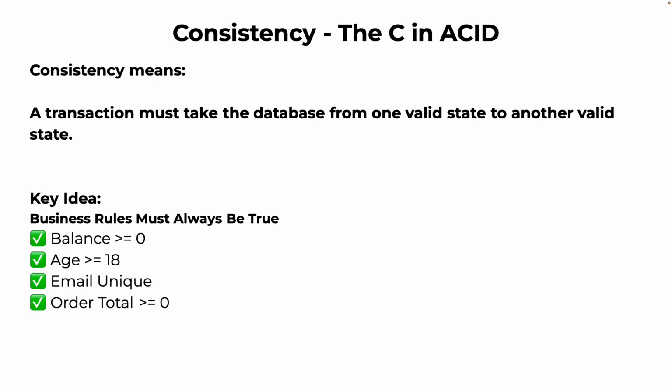should always be true. For example, if you take any banking example, then in banks the account amount should always be greater than 0, or the age of the user should be greater than 18. These are all constraints. These should always be true whenever you start a transaction and complete a transaction. So that is the basic idea of consistency.